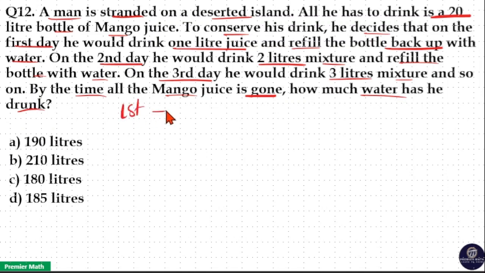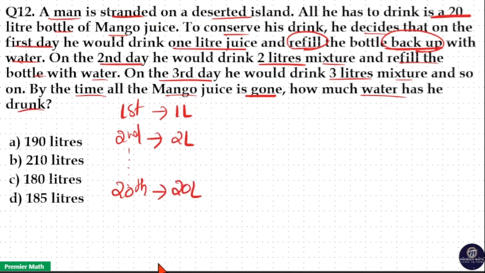Here on the first day, he will drink 1 liter of juice. Again, he refills the bottle back up with water, which means he will refill it with 1 liter of water. That is, when he takes 1 liter of juice, he will refill it with 1 liter of water. Now, on the second day, he will take 2 liters of mixture. Again, he refills it with 2 liters of water. And this will continue until the 20th day. On the 20th day, he will take 20 liters of mixture.